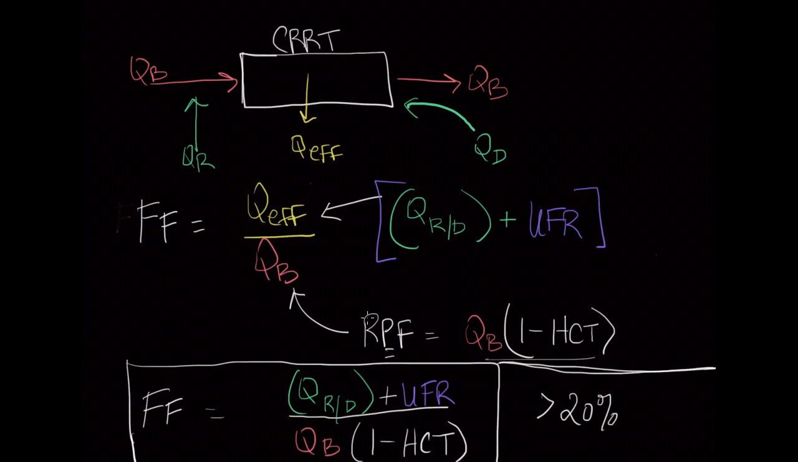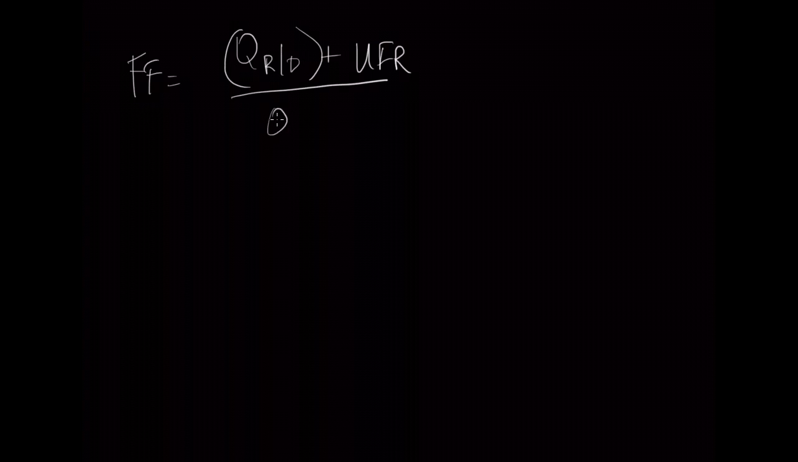Now, we can clean up this equation a little bit further, or actually add in some more variables to make it a little bit more accurate. Let's write down what we've got so far. Filtration fraction equals your replacement or your dialysate flow rate plus what you take out from the patient, that's the ultrafiltration rate, divided by renal plasma flow.